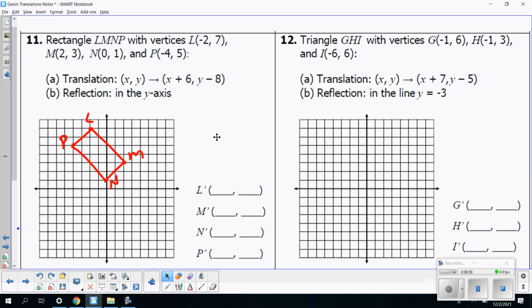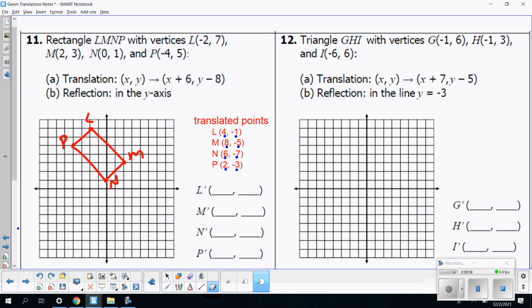Going from L, if we go -2 plus 6, that's going to get me a +4. And if I do 7 minus 8, that's going to get me a -1. For M, 2 plus 6 is going to get me 8. And 3 minus 8 is going to get me -5. For N, 0 plus 6 is going to get me 6. And 1 minus 8 is going to get me -7. For P, -4 plus 6 is going to get me 2. And 5 minus 8 is going to get me -3.